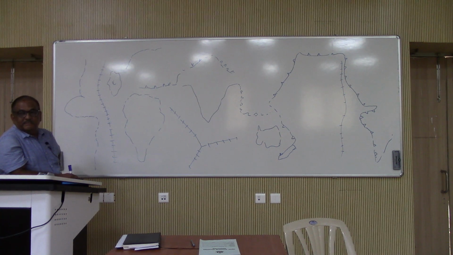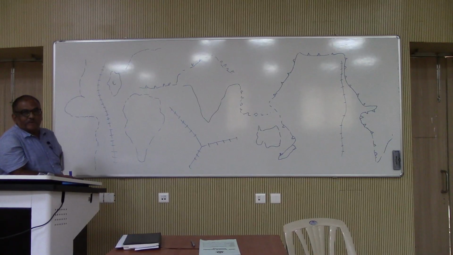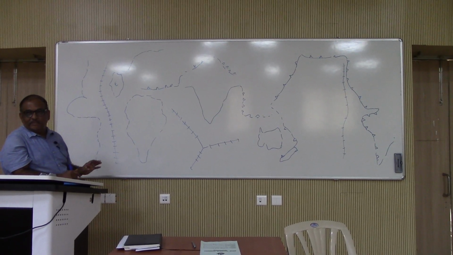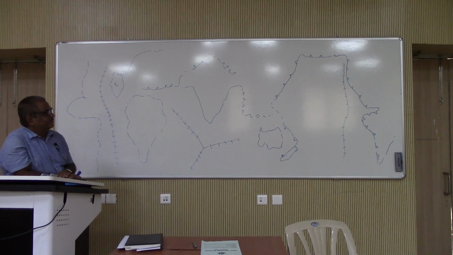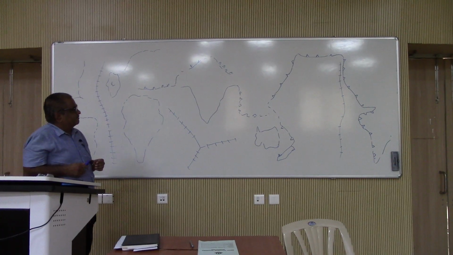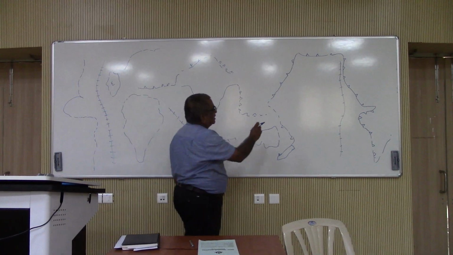Done? Sure? So now you can give marks to yourself, whether you have drawn it correctly or not. But anyway, it is a schematic diagram only. To explain something different, I have drawn this. Okay? Now, what is this place?